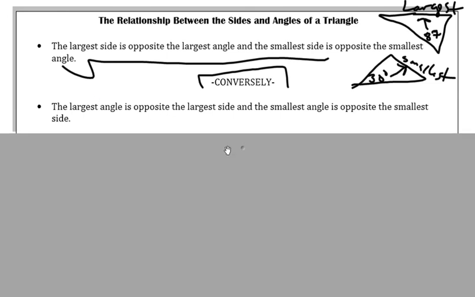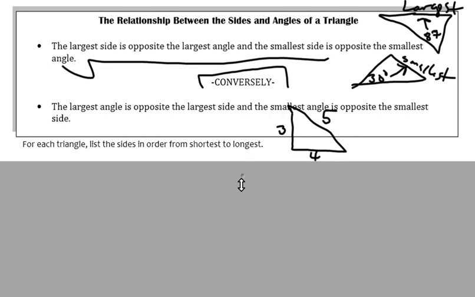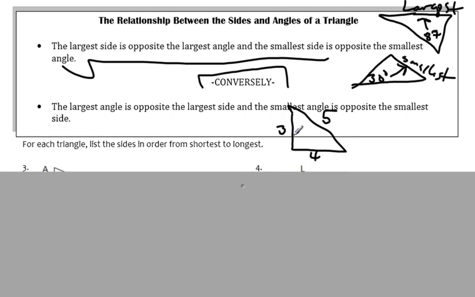The largest angle, if we were looking for the largest angle, is going to be opposite the largest side. So let's say that I have three side lengths: 3, 4, and 5. And I'm looking for the largest angle. Well, the largest angle is formed by the largest side. So here's the largest side. Across from the largest side is the largest angle. So this is my largest angle.